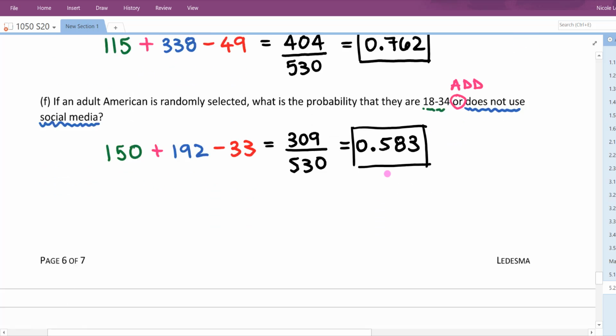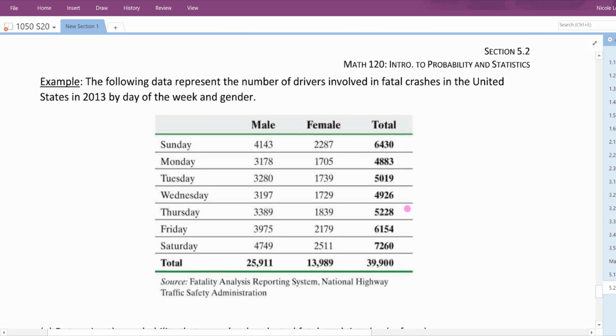Okay, so then let's go ahead to our last example. This is very similar to the previous example that we worked on. So if you want to try this problem on your own, feel free to do that. Pause the video and then just check your answers at the end of the video.